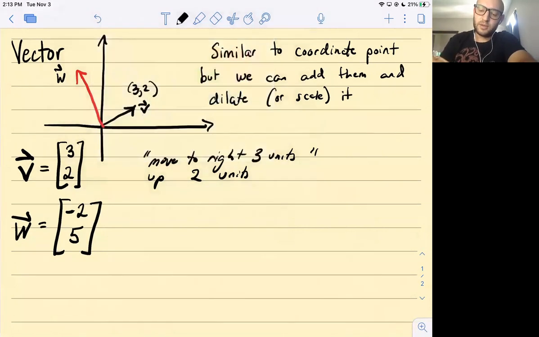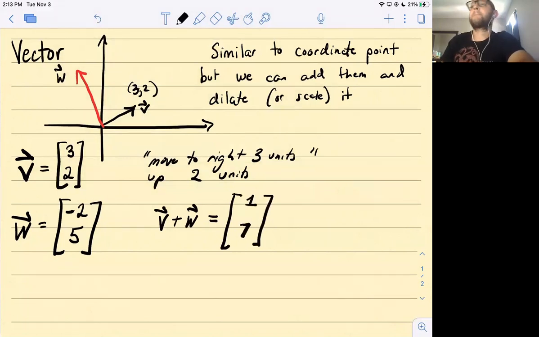You just add the pairwise, the matching coordinates. So the result, when you add two vectors, you just add up their coordinates. So this is going to be (1, 7). Okay. Because I'm adding the 2 and the 5, and the 3 and the -2.